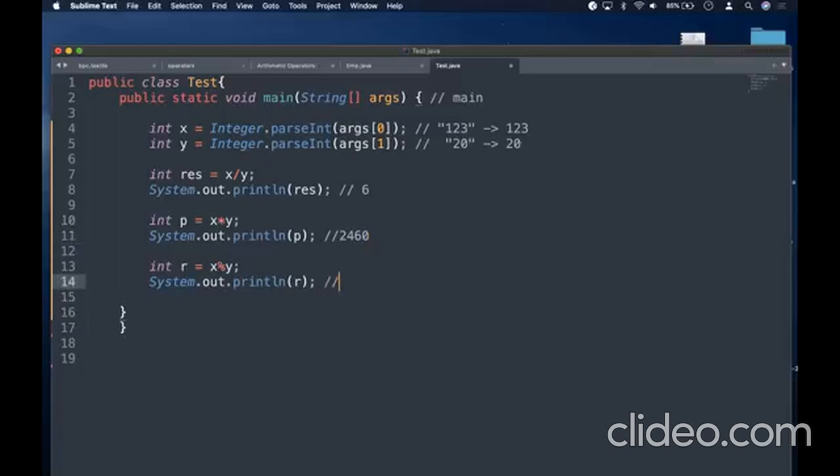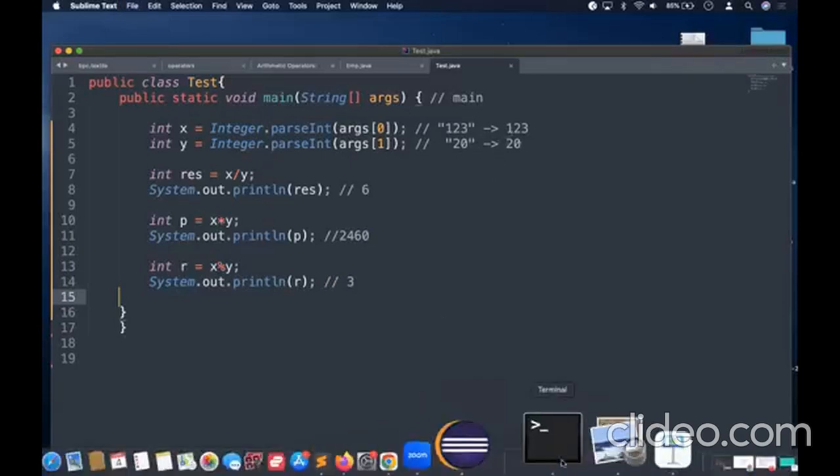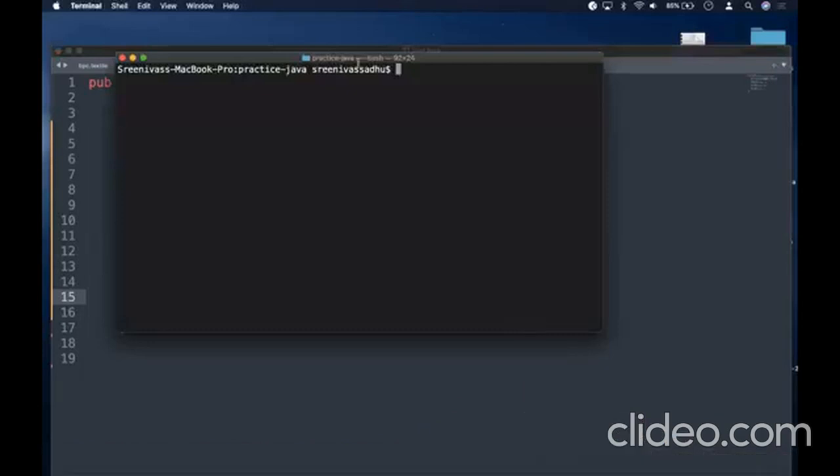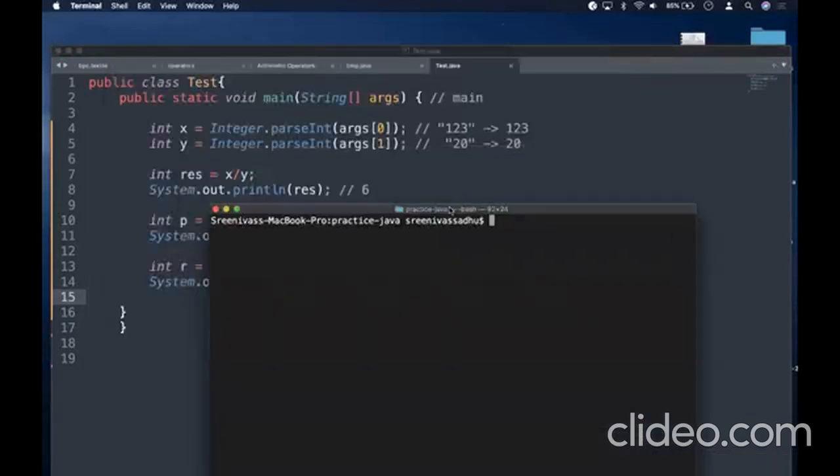And what is the modulus? You are going to get the modulus equal to 3. So this is the output we are expecting if I give 123 and 20. Let's verify this.